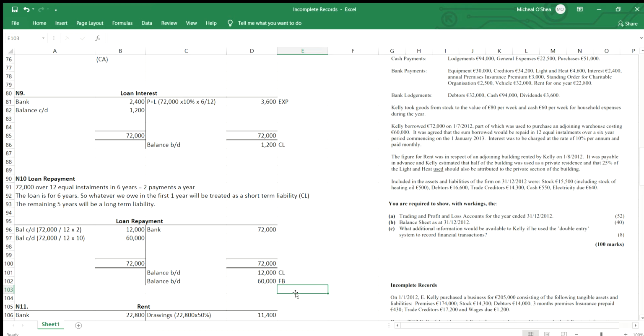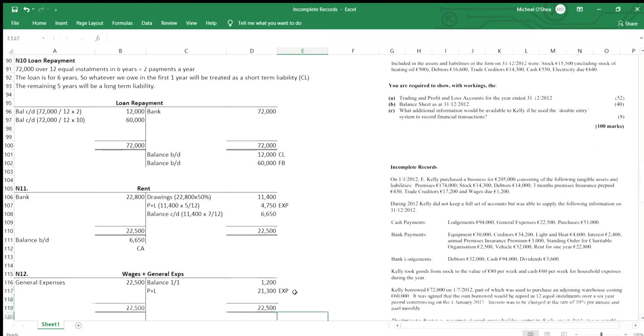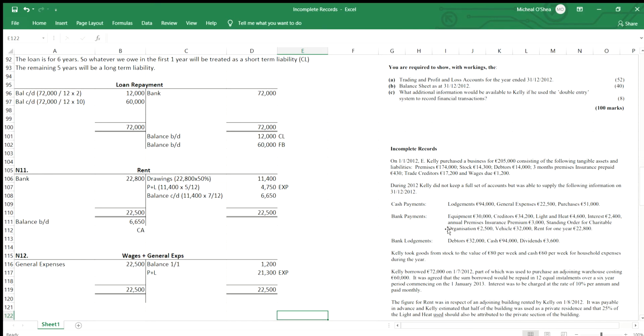The final one we did yesterday was rent. Again, this to the side now is just the question repeated. For the rent one, we can see that our rent for 1 year was 22,800. It's a bank payment, therefore it becomes a debit side here. So that's the amount of rent that we have.